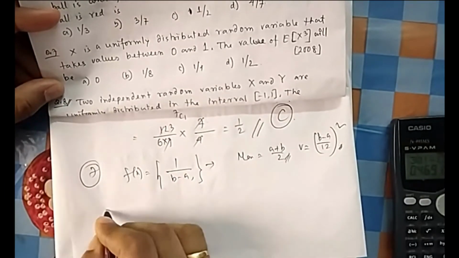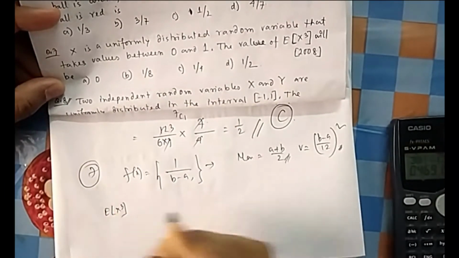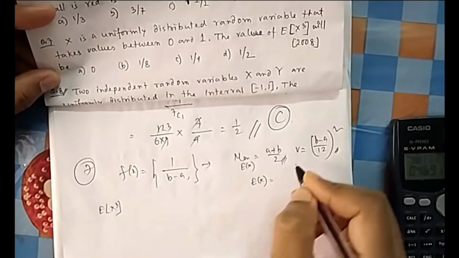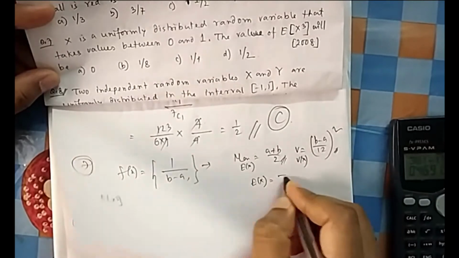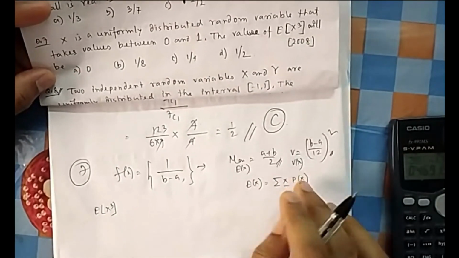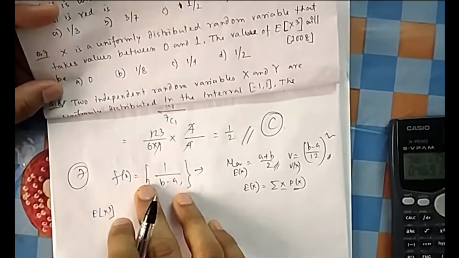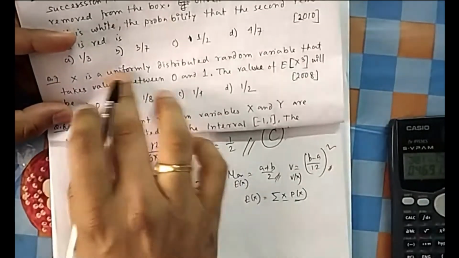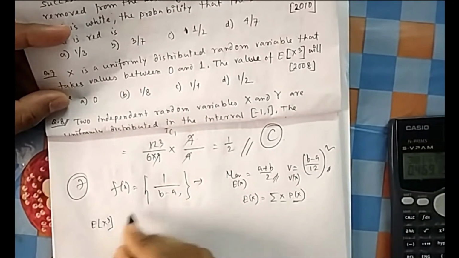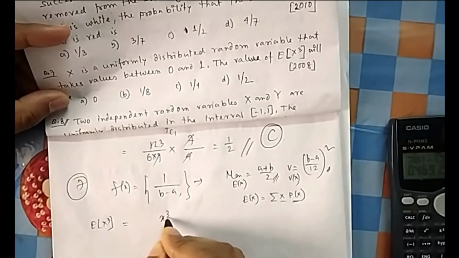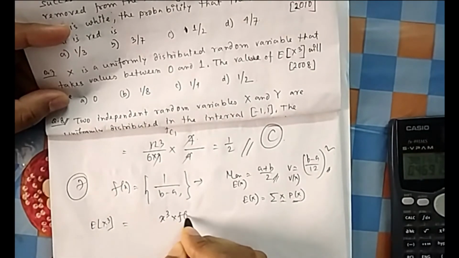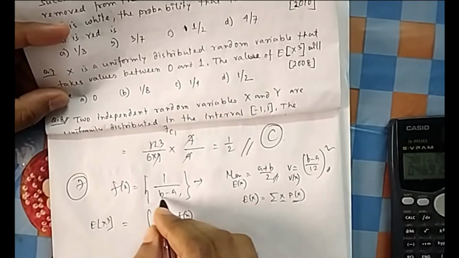Now what is E(x³)? What is E(x)? Expectation. The mean is nothing but expectation, and this is V(x), variance. What is expectation? Expectation is summation of x into P(x) for a discrete variable. But this one is uniform continuous, uniformly distributed. This means these are continuous random variables. So here you can integrate. So x means x into P(x), so x³ means x³ into f(x). So you can integrate this from A to B.